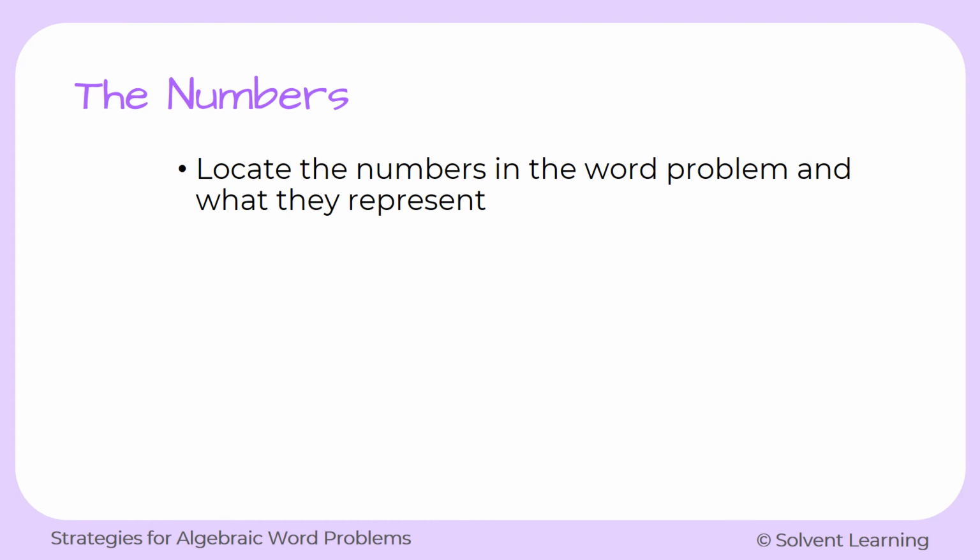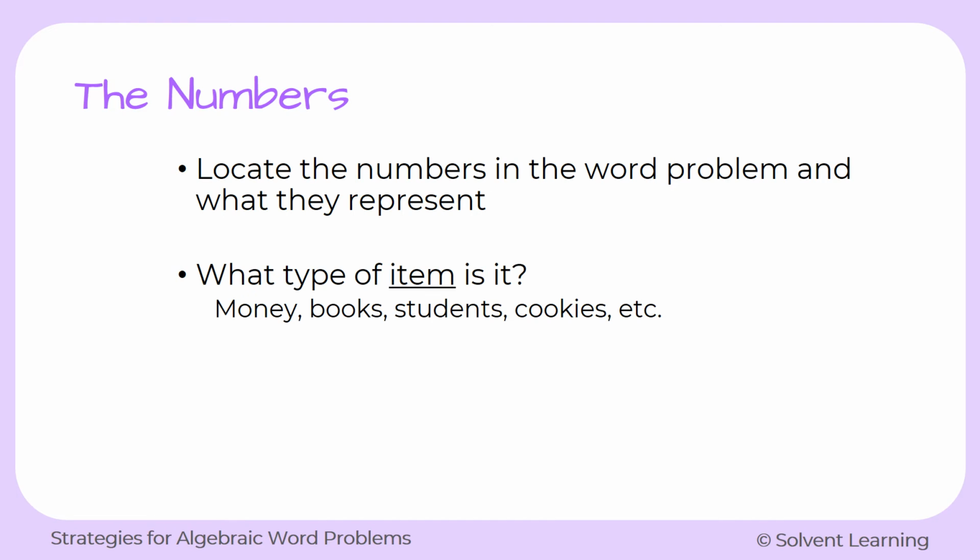Next, we're going to locate numbers in the word problem and figure out what they represent. So once you come across a number, ask yourself, what type of item is it? What does that number represent? Does it represent money? Does it represent number of books or students or cookies? Or it can represent an infinite number of things. But there should be some information in the word problem to tell you what that number represents.